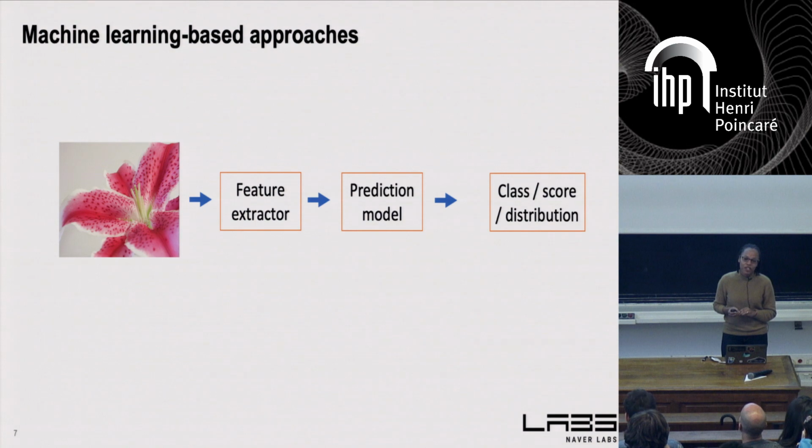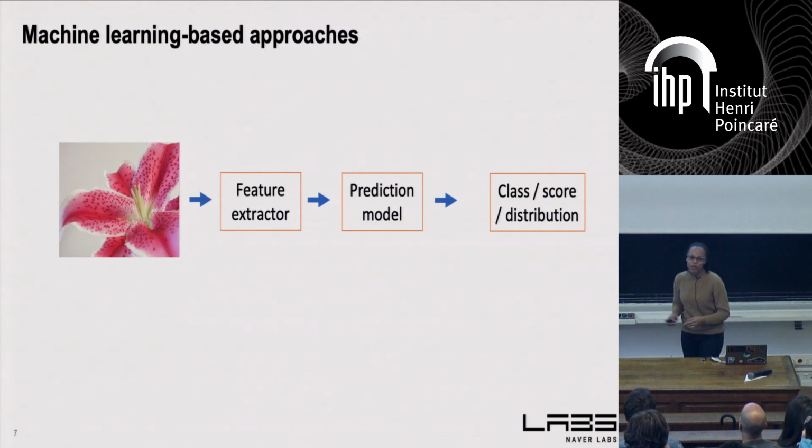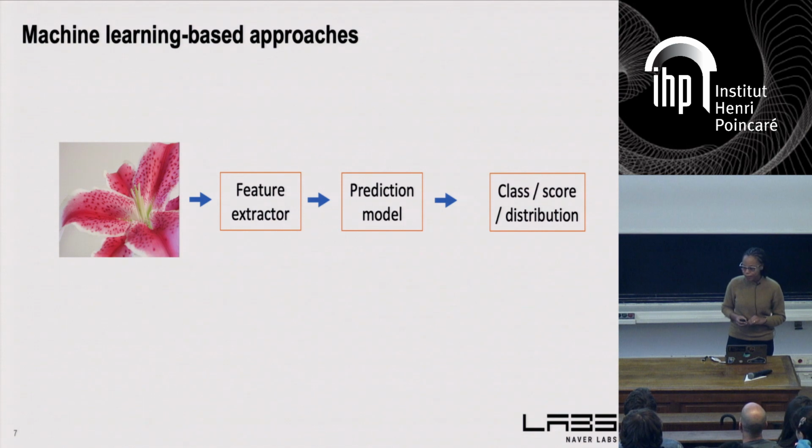So you're given some kind of visual content. Let's say you have an image, you extract features. Most of you seem to be familiar with things like SIFT, for example. Then you aggregate these features in some way and input them to some sort of prediction model, and you get whatever target output you're interested in, be it a class, a score, or a distribution.